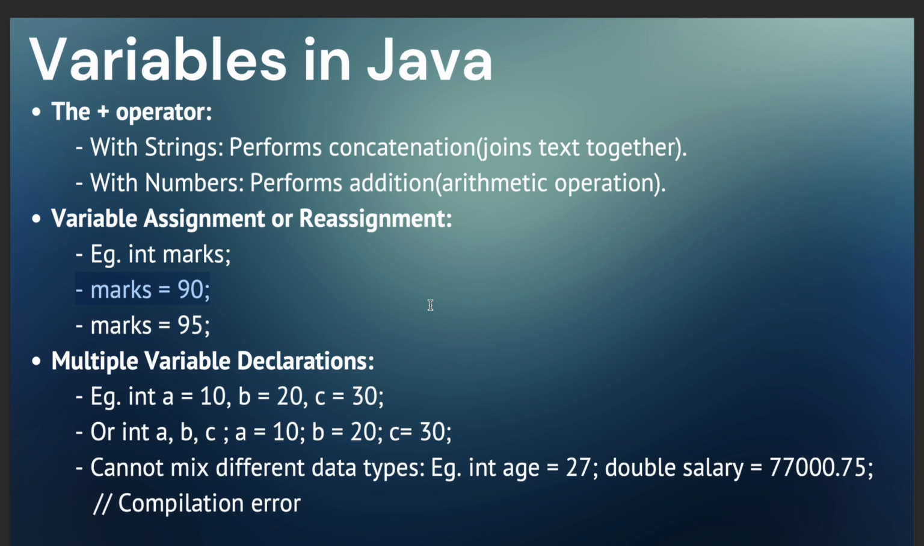Java allows us to declare multiple variables of the same type in a single line. Example, int a is equal to 10, b is equal to 20, c is equal to 30. Or we can declare them together and assign values later. Int a, b, c, then assign values: a is equal to 10, b is equal to 20, c is equal to 30. However, we cannot mix different data types in one statement. Example, int age is equal to 27, double salary is equal to 77,000.75. This will give us compilation error. While multiple declarations are valid syntax, writing one variable per line is standard industry practice. It makes your code much cleaner, easier to read, and easier to debug.